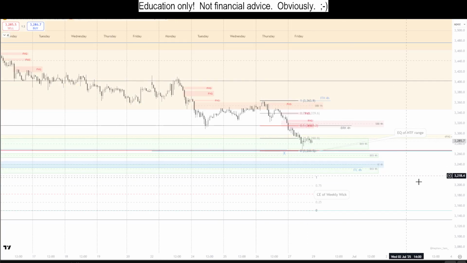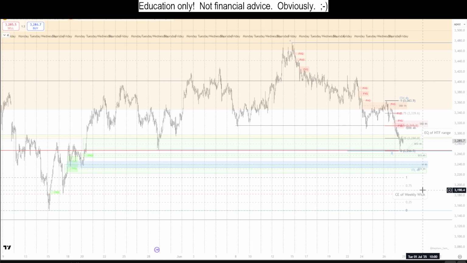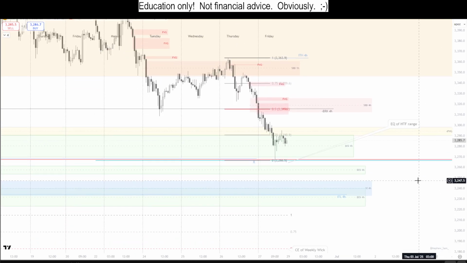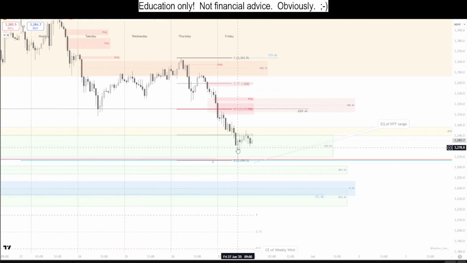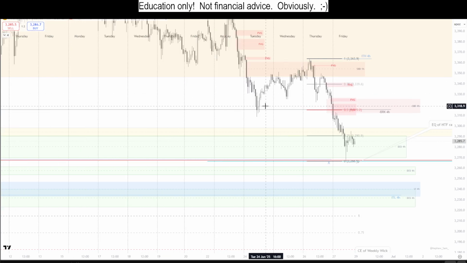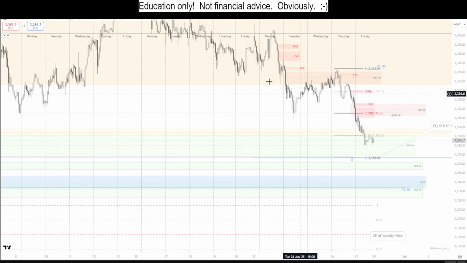If we go down to 1 hour, we see that on Friday, 9 a.m., we wicked lower and then moved higher. This second wick came down into about, not quite halfway, as it seems to my eye. And then we chopped sideways before the end of the week. So the weekly candle was definitely bearish.